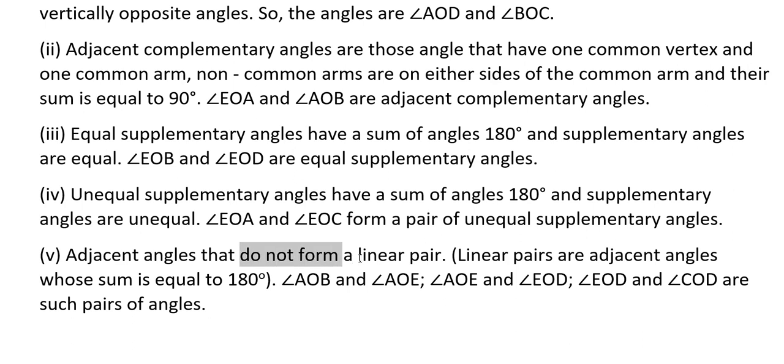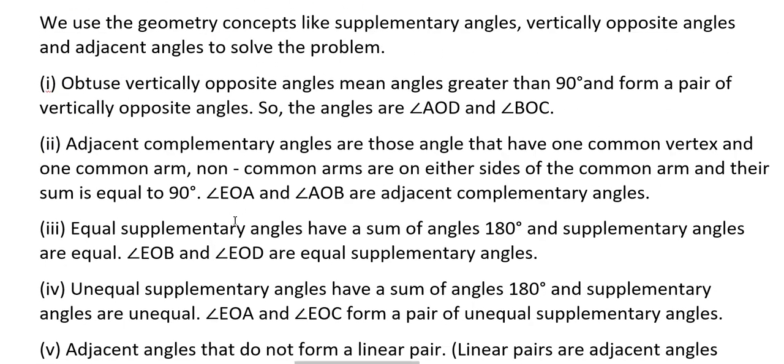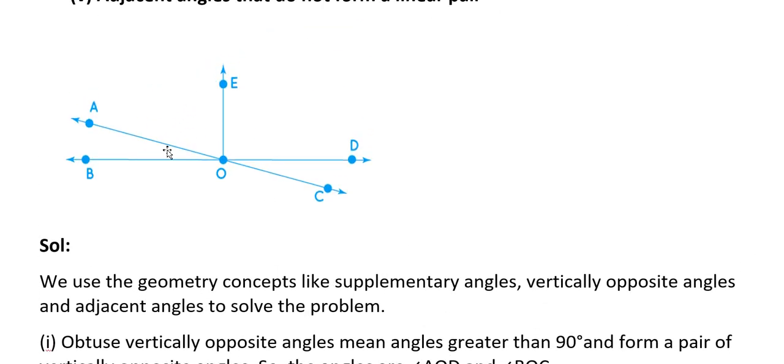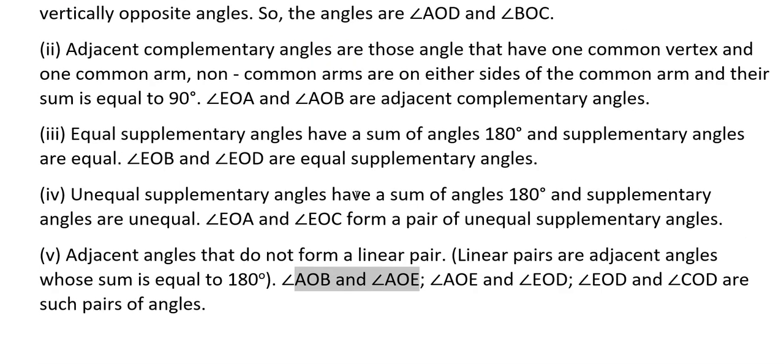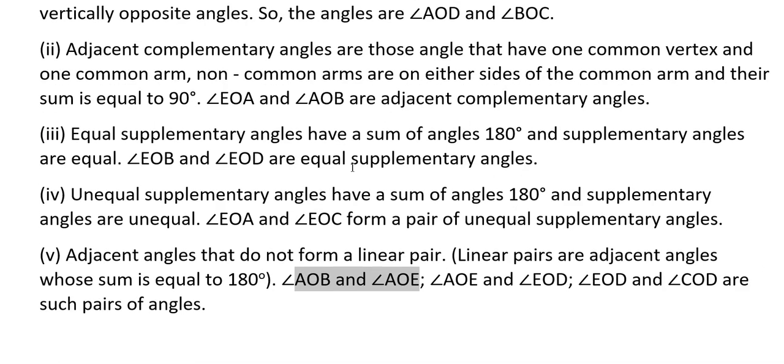Adjacent angles that do not form a linear pair. Linear pairs are adjacent angles whose sum equals 180 degrees. Angle AOB and angle AOE, angle AOE and angle EOD, angle EOD and angle COD. These are adjacent angles that do not form a linear pair.